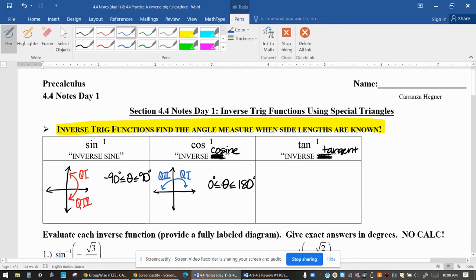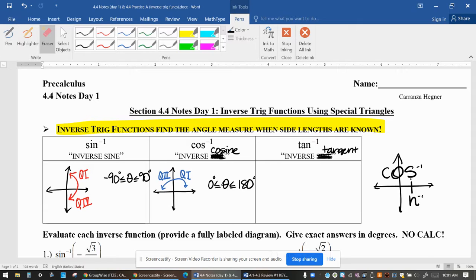Okay, you will see some teachers write it as, let me think, it goes like this, cosine and sine. Those are for the inverses. Okay, so those are the quadrants that correspond to the restrictions.